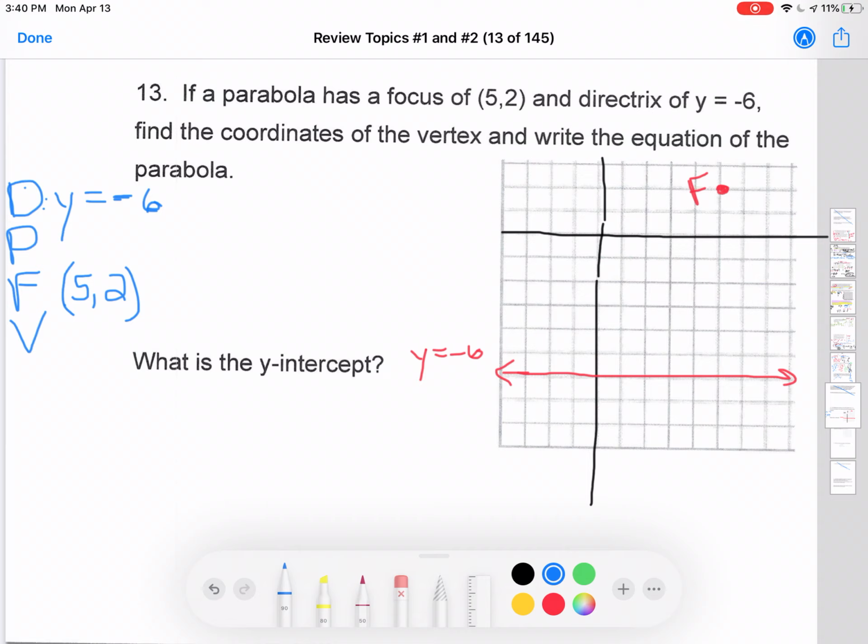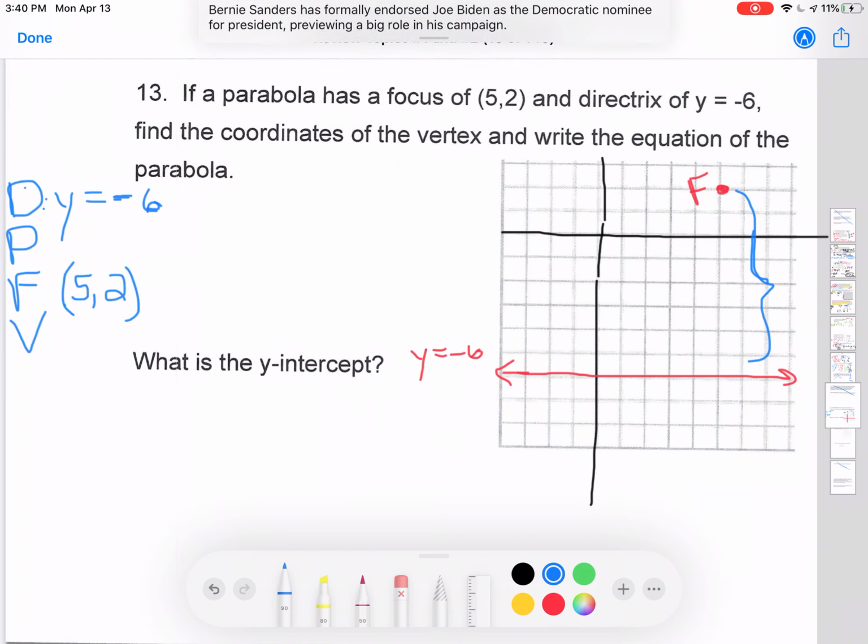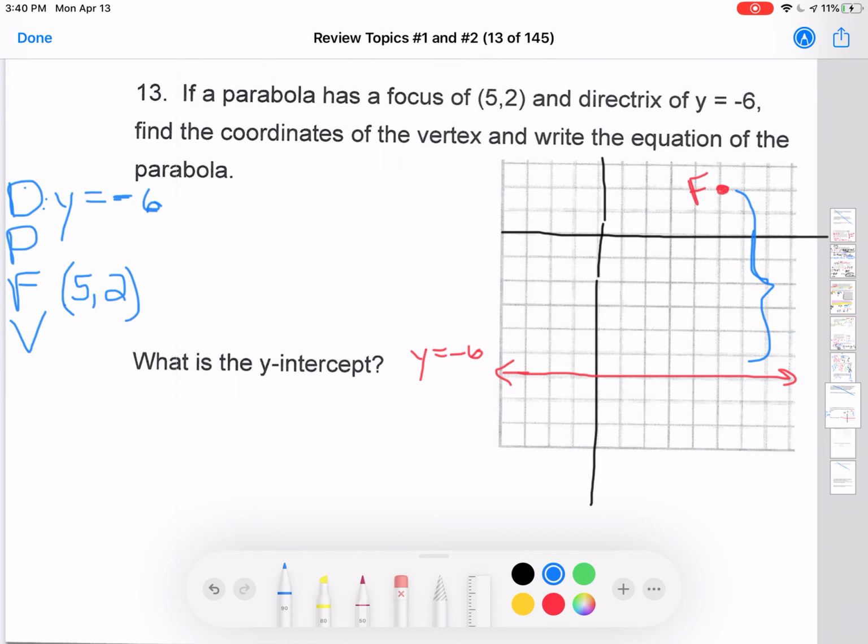So how much space is there between these? So let's count it. So we got 1, 2, 3, 4, 5, 6, 7, 8. So I need to go a distance of 4. 1, 2, 3, 4. And that's going to be my vertex. So the p-value is going to be 4. That's the distance between. And the coordinates of the vertex are 5, negative 2.